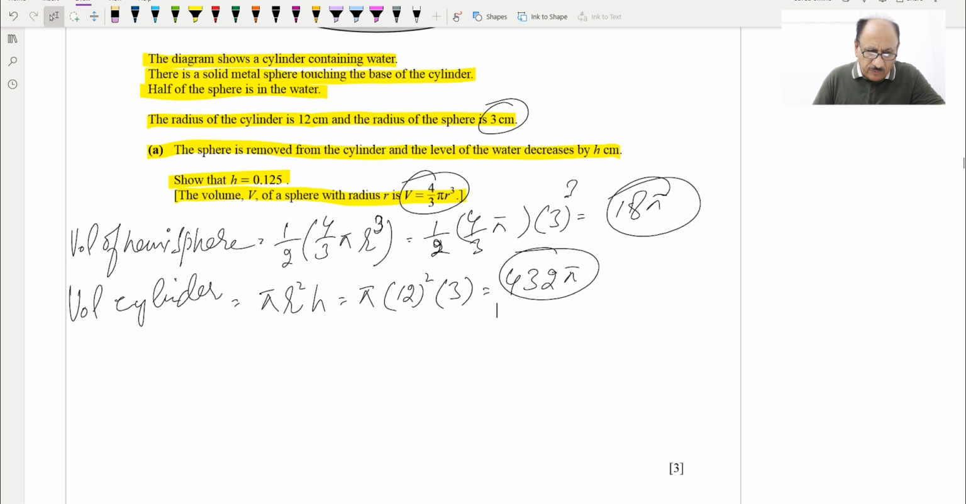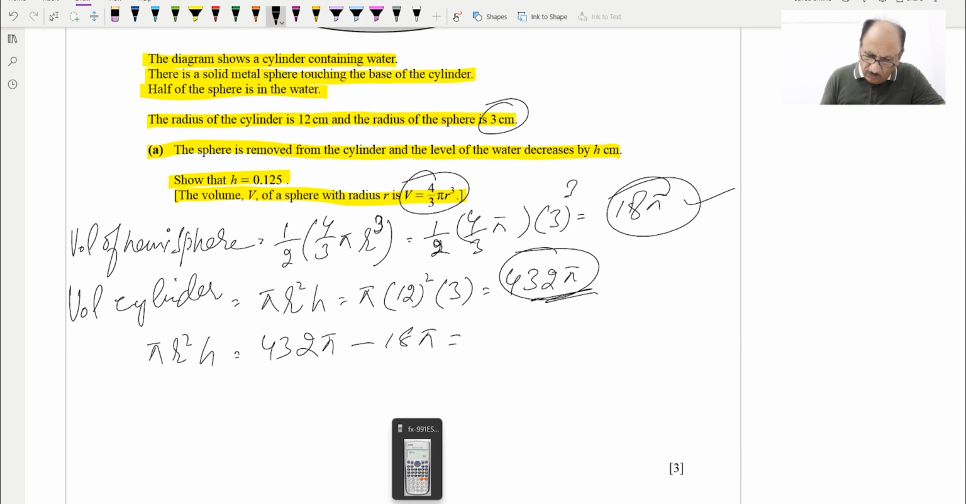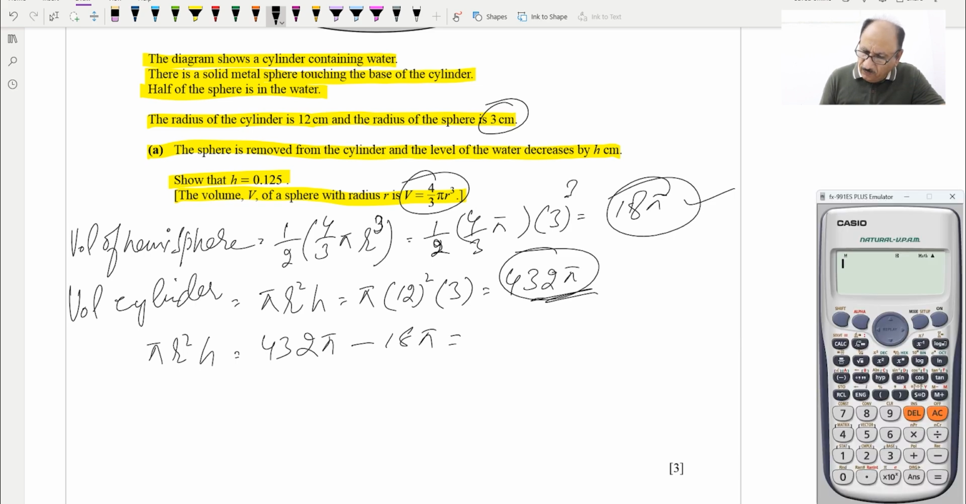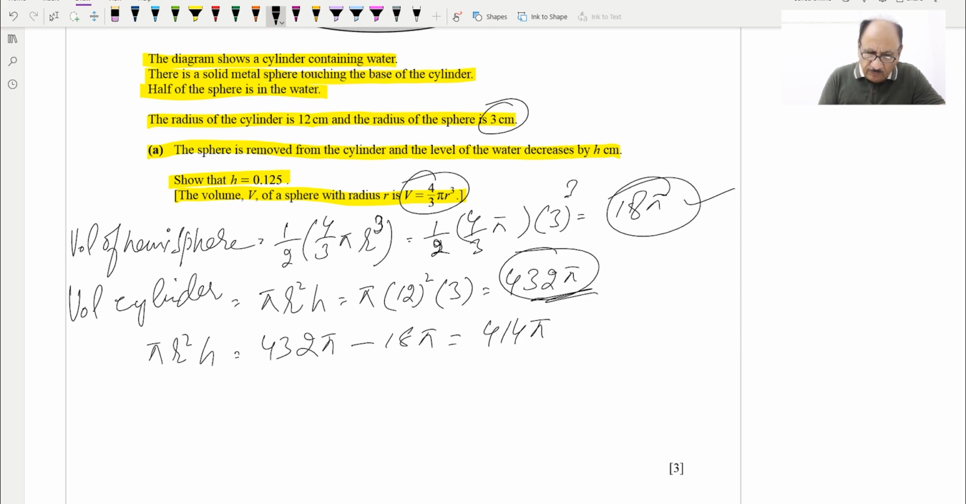Now we can check for the volume of the cylinder, which is basically decreased. Pi r square h is the volume of the cylinder. The total volume is 432 pi, and minus this much volume is reduced, so 18 pi is reduced. The remaining volume of the cylinder will be 432 minus 18, pi is in both, so we just subtract the numbers, so 414 pi will be this one.